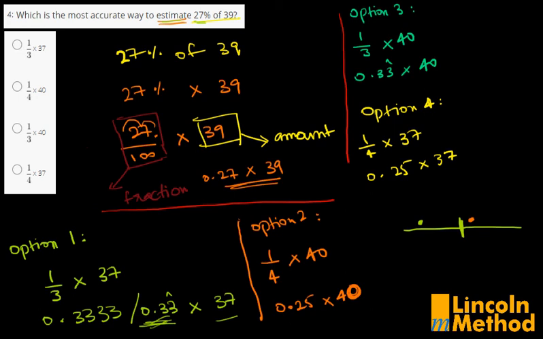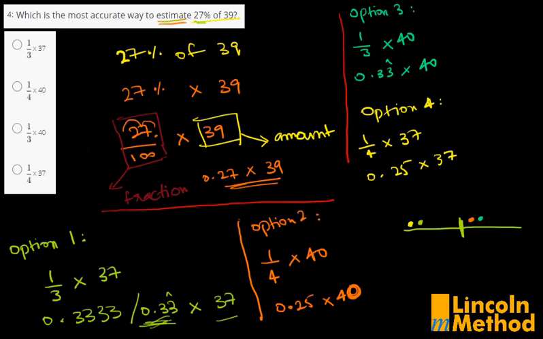Moving on to option 3, what we have is 0.33 multiplied by 40. Now this is a little more than our second option, so this might end up a little ahead of 0.25 multiplied by 40. And lastly, our fourth option, which is 0.25 of 37. Now if 0.33 of 37 was landing here, it's obvious that 0.25 is going to land behind it, so it's going to land somewhere over here.